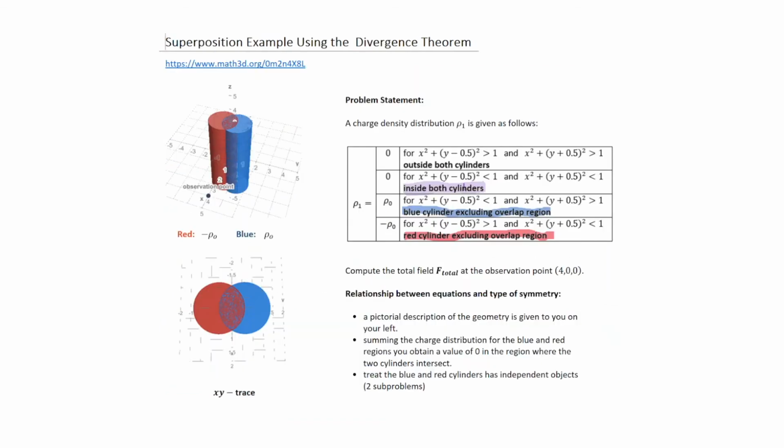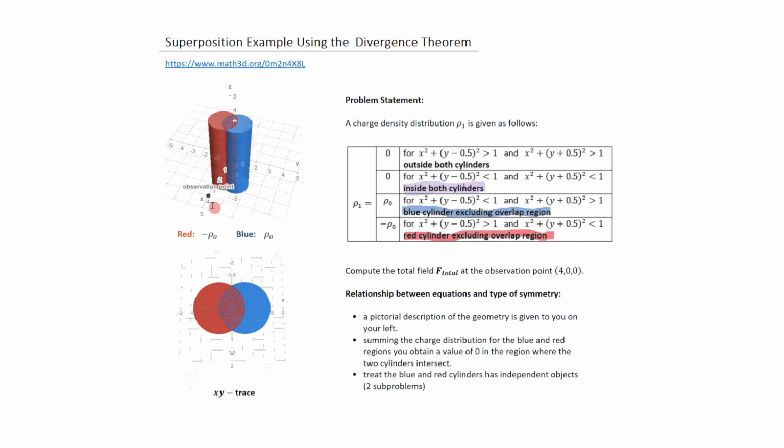All right, so here's the example we're going to work with, again using the divergence theorem. There are two pictures here, one which is a perspective diagram, and this is an XY trace. That's basically a cross-section taken so that you're looking at the XY plane, looking downwards. So you'll see here we have an infinitely long cylinder intersecting with another infinitely long cylinder, and the red cylinder has a uniform charge density of minus rho naught, and the blue has a uniform charge density of rho naught.